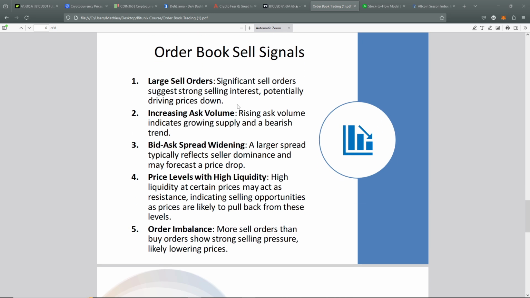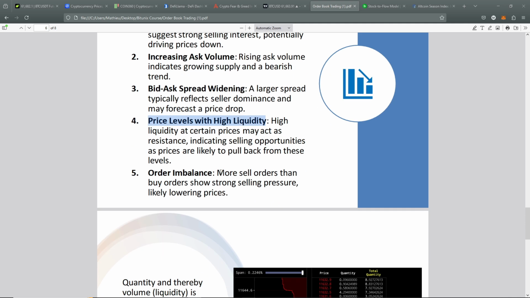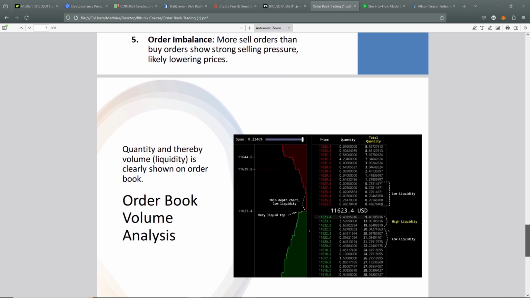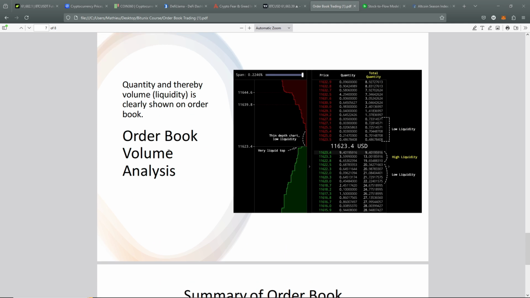For order book sell signals, right, you're going to want to notice large sell orders or increasing ask volume, the bid-ask spread widening. This can really mean the price can drop quickly because there's less liquidity. You'll want to notice price levels with high liquidity or order imbalance again, where there's more sell orders than buy orders, which would signal strong selling pressure. I want to show you here an example of the imbalance. Okay, so here you see there was a very, very big amount of buy orders and low sell orders. Okay, so you can also see the depth on the order book.